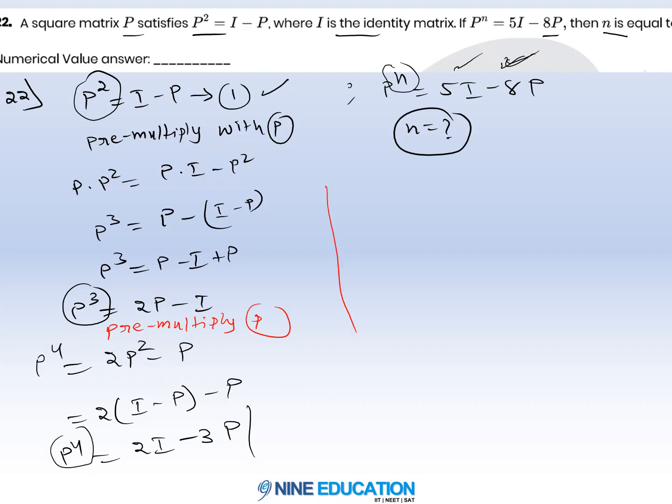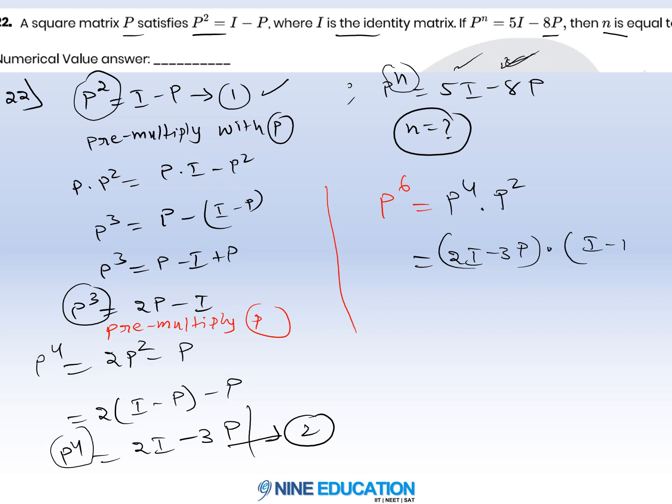So how do we calculate P power 6? P power 6 we can write it as P power 4 into P square. So from equation 2 and equation 1, P power 4 is 2I minus 3P. P square is I minus P. Multiply these two brackets, 2I into I, 2I square, which is again 2I. 2I into P is 2P. Next minus 3P into I minus 3P. Minus 3P into minus P plus 3P square.